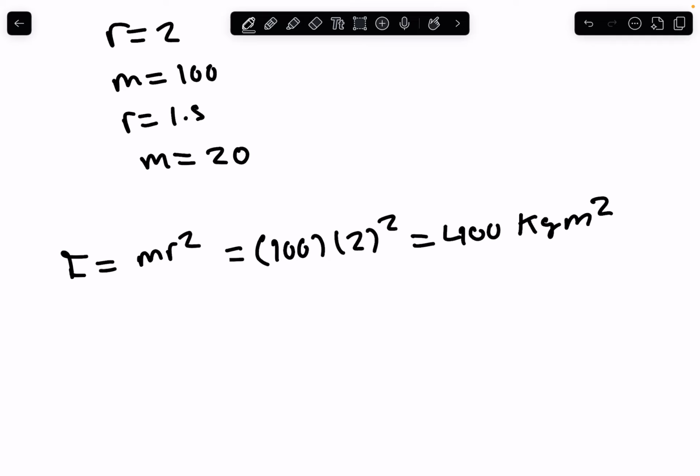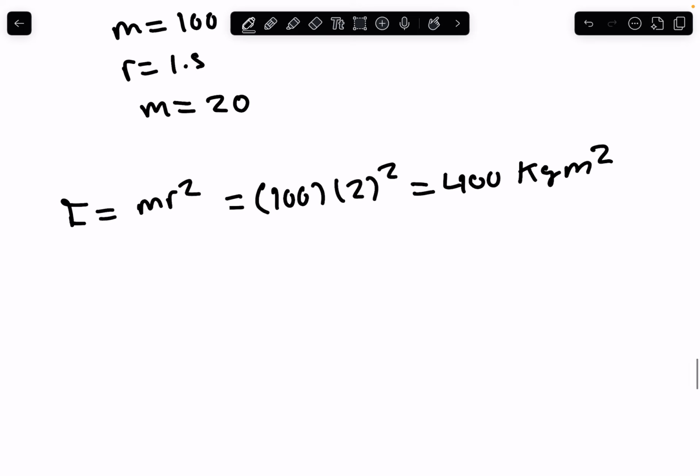B. The roundabout is set in motion by pushing the handrail with a force of 200 newtons for a distance of 1 meter. This is repeated 10 times. Calculate the torque applied to the roundabout. So we know that torque equals force multiplied by radius. Since the radius is 1, it will be equal to the force applied, which is 200 newton meters.